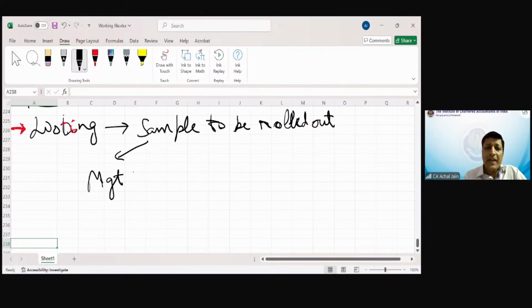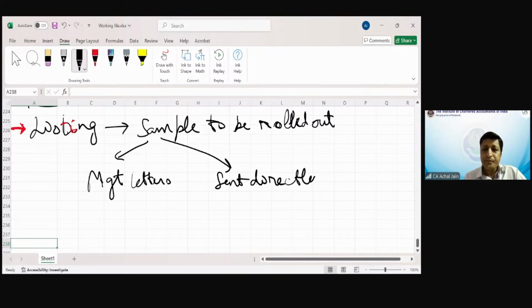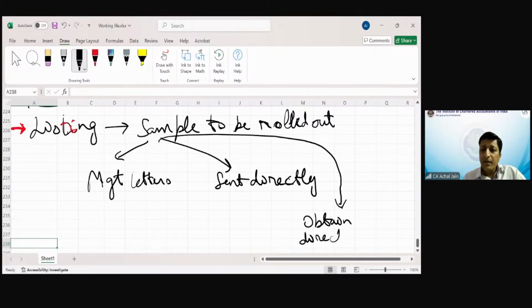Management letters sent directly, required to be obtained directly. Okay, so all of those procedures are going to be exactly similar. There's not going to be any difference.